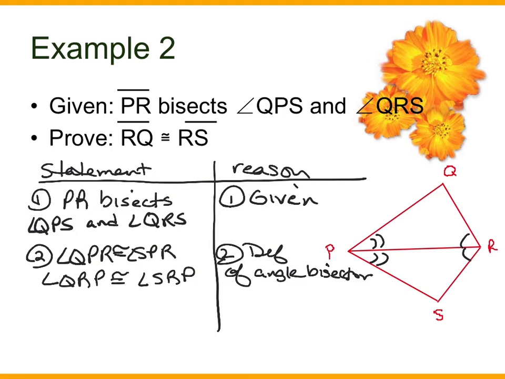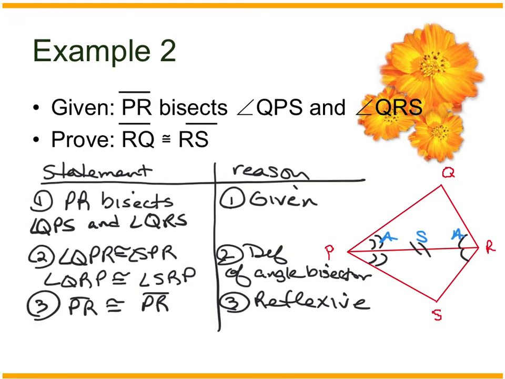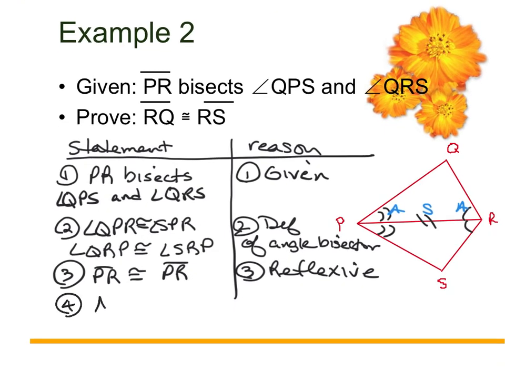Now, I only have 2 markings. I need to look at my picture now and figure out, do I have vertical angles here? And again, notice they're touching, so it's going to be the reflexive side. So I can say that PR equals PR, or is congruent to PR. And again, reflexive property. And now I have enough information. I've got an angle, a side, and an angle. So for number 4, triangle QRP is congruent to triangle SRP, and that reason is angle side angle.